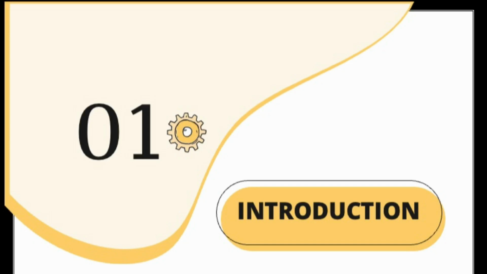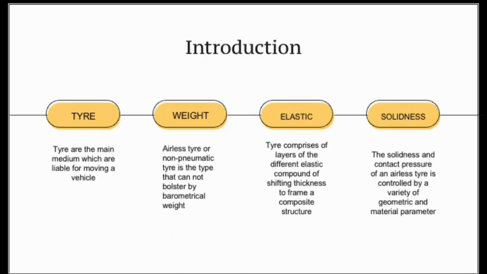First, chapter 1 is introduction. Tyre, weight, elastic, solidness. Tyre are the main medium which are liable for a moving vehicle. Then weight, airless tyre or non-pneumatic tyre is the type that cannot bolster by barometrical weight. Third, elastic. Tyre comprises of layers of the different elastic compound of shifting thickness to frame a composite structure. Fourth is the solidness. The solidness and contact pressure of an airless tyre is controlled by a variety of geometric and material parameters.